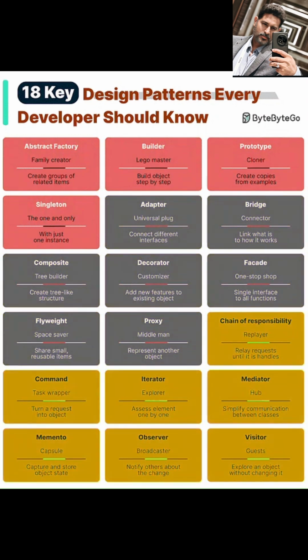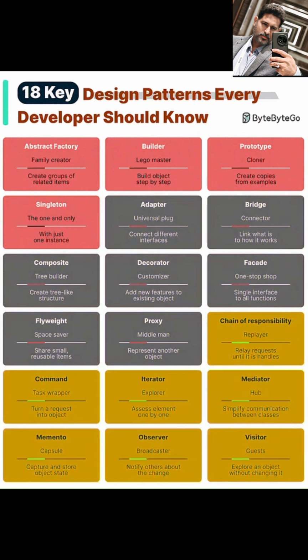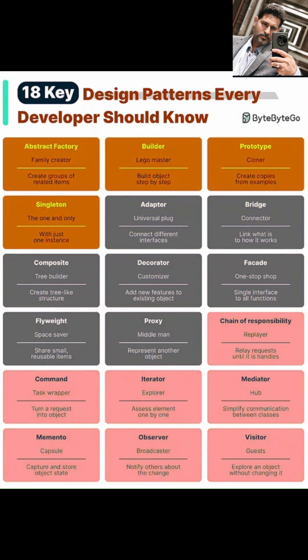This pattern turns a request into a standalone object that contains all the information about the request. This allows you to parameterize clients with different requests, queue or log requests, and support undoable operations. Next is the Iterator, the explorer.